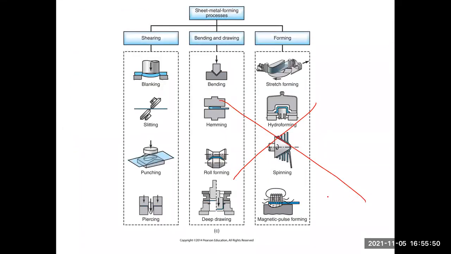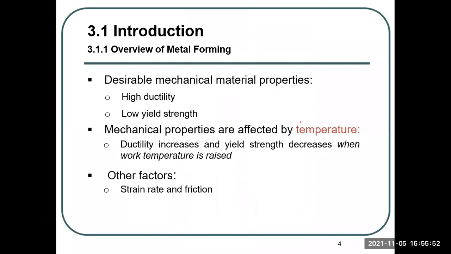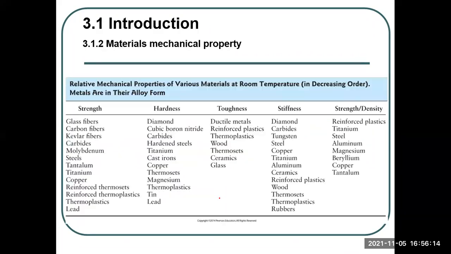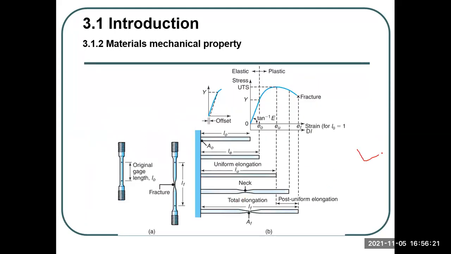and no need, okay? So the desirable mechanical properties, we said, are high ductility and low yield strength. And we said mechanical properties are affected, this is very important, by temperature, right? So in general, ductility increases, but yield strength will decrease. Okay. So we have talked about the strain rate and also the friction. Okay. And this one, no need. This one, please know, because this is quite fundamental for material scientists.